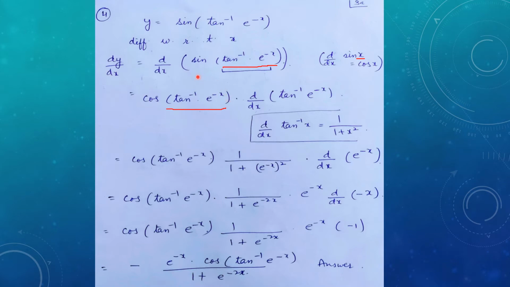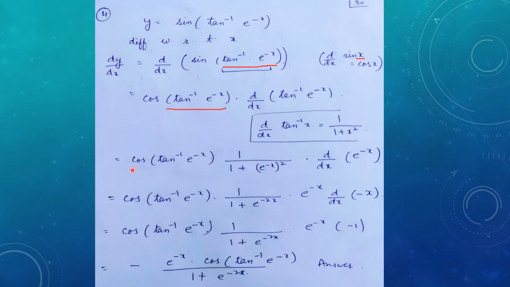This is the derivative of sine of tan inverse e power minus x multiplied by the derivative of whatever is in the bracket. We have to take the derivative of that bracket separately. So I will write d by dx tan inverse e power minus x. First I solved for sine of this term. I wrote the answer and I have multiplied this bracket term separately.